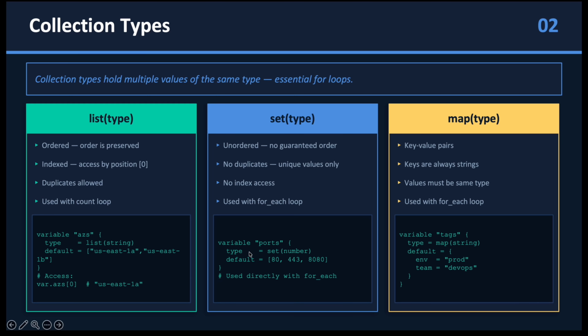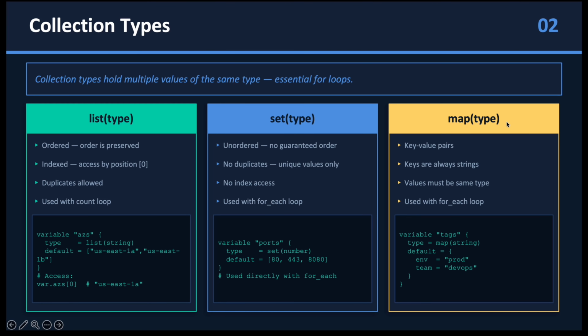I have given the example, and then type set number and you give the default value 8080. You can access it using a for each loop. I will teach this in an upcoming video.